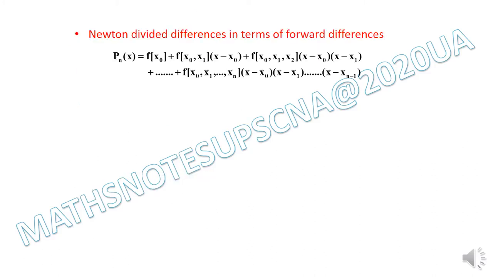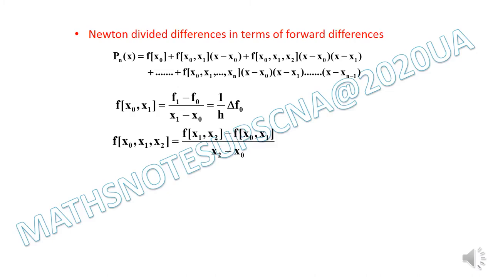Now let's see Newton's divided differences in terms of forward differences. This is the formula: Pn(x) is equal to f(x0) plus f[x0, x1], where f[x0, x1] is a divided difference, into (x − x0), plus f[x0, x1, x2], this is also a divided difference, into (x − x0)(x − x1) and so on. So let's take the divided difference of 2 points, f[x0, x1], which is equal to (f1 − f0) upon (x1 − x0). Because this is equally spaced, x1 − x0 is h, so 1 upon h, and f1 − f0 is the forward difference, so Δf0.